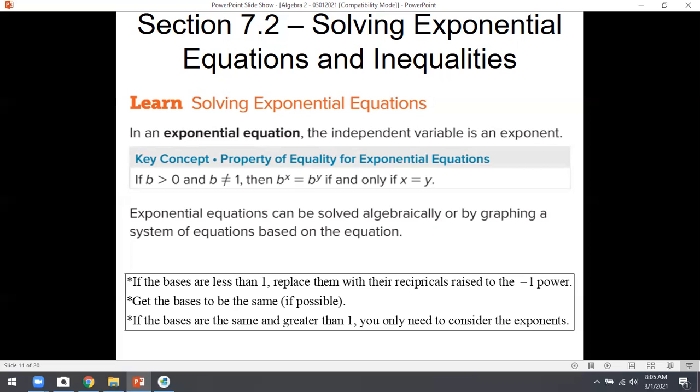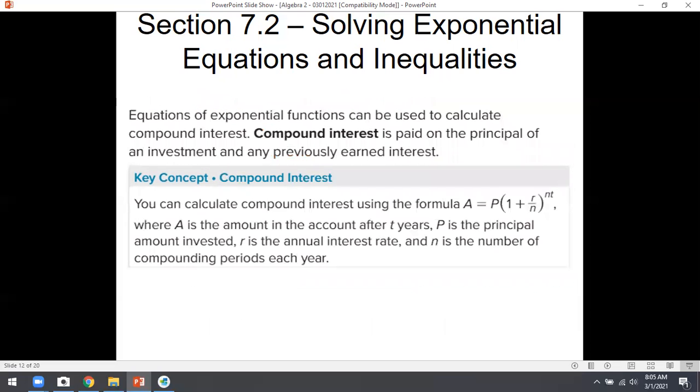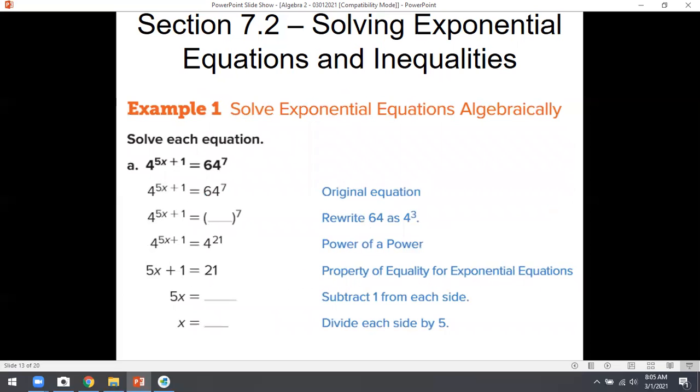All right. Let's see what kind of things they're talking about. What the heck do they mean by this? Well, here's your first particular problem. Well, let's do this one first. Here we go. Jot this down. 4 to the 5x plus 1 equals 64 to the 7th.